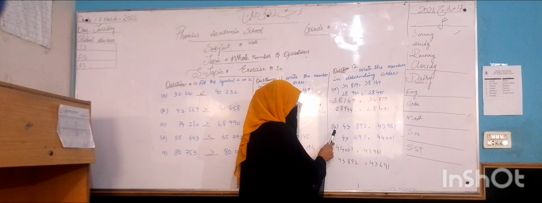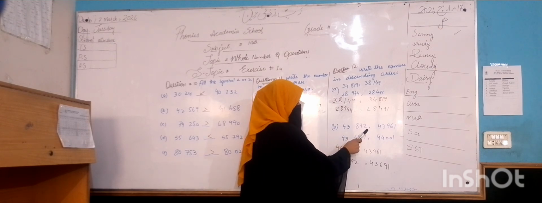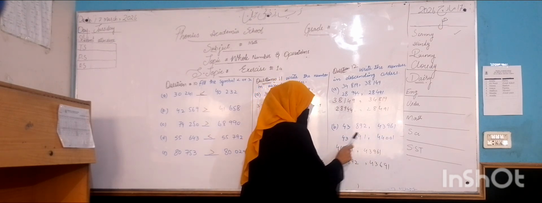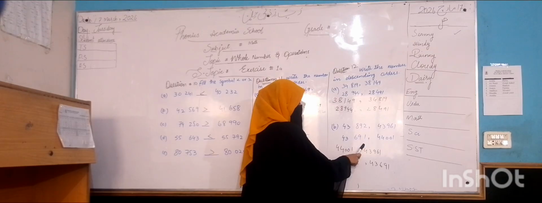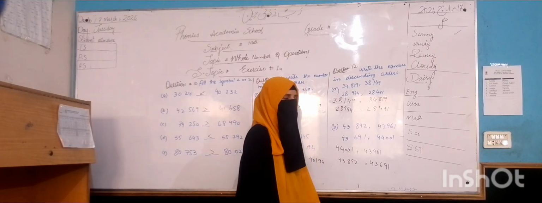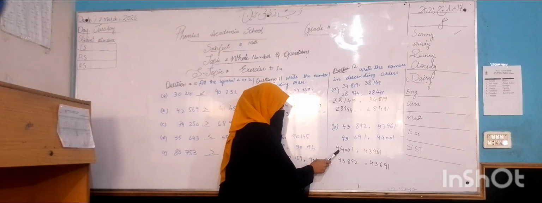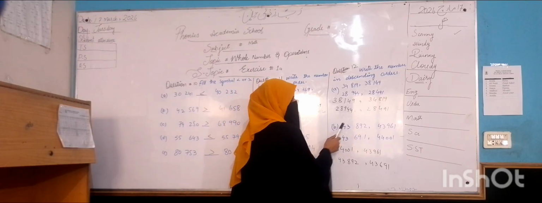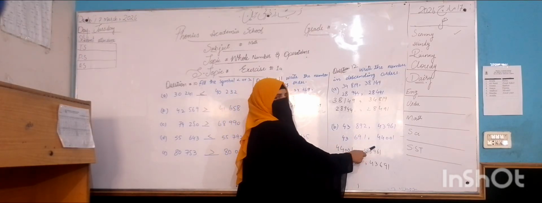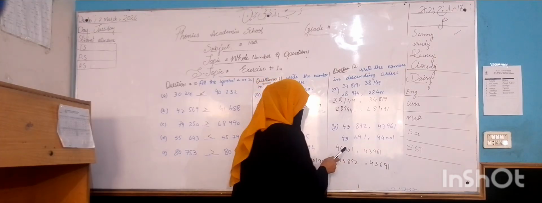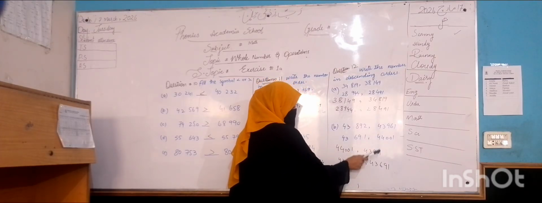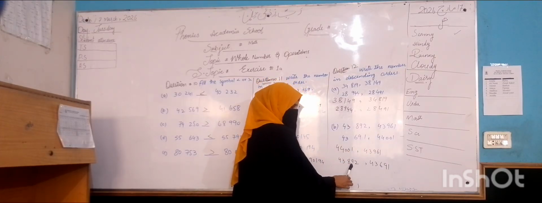Then question number 12 part B, 43,892, 43,961, 43,691 and 44,001. So according to descending order, we write the greatest value first, 44,001, because all the other values are 43,000. Only this value, 44,001, is the greatest. Then 43,961, 43,892 and 43,691.